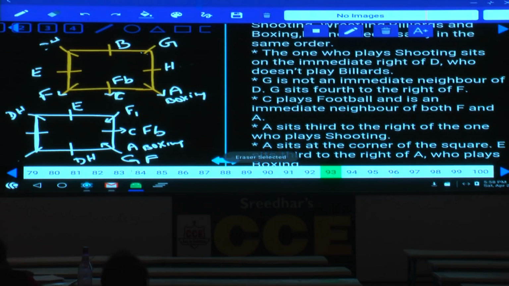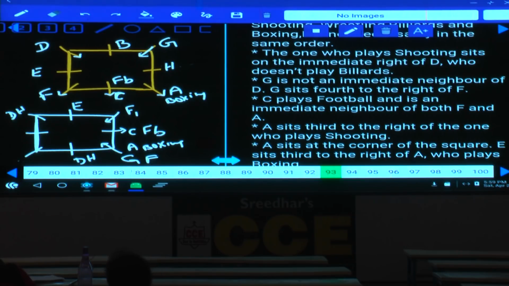If H is here, then D will be here. If D is here, then what is the first information here? And the one who plays shooting sits on the immediate right of D. Immediate right hand side of D, it could be B or E, isn't it? And out of which, B does not like shooting. Towards center. Who? Corners. Now corners are outside and these two persons must be towards inside, isn't it?